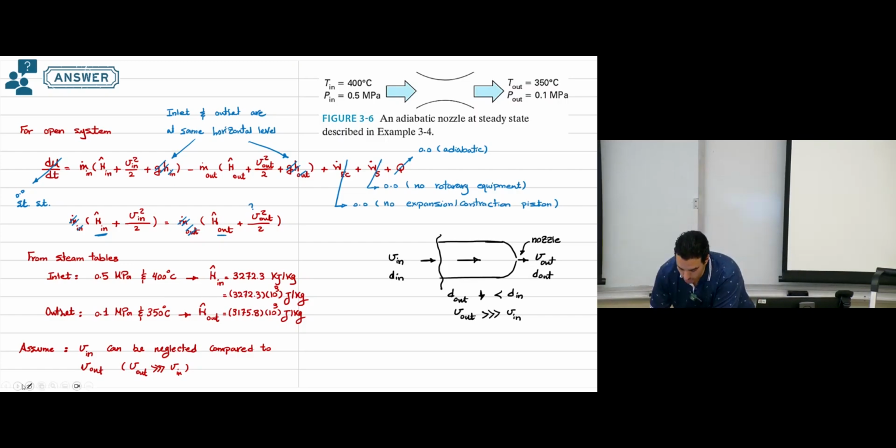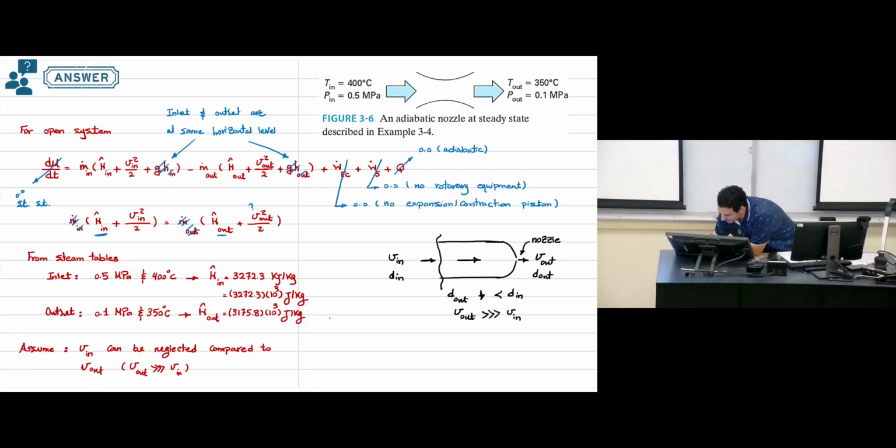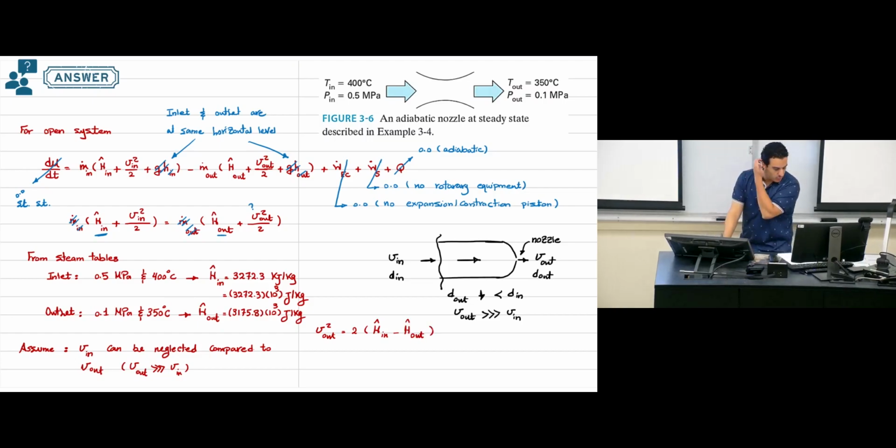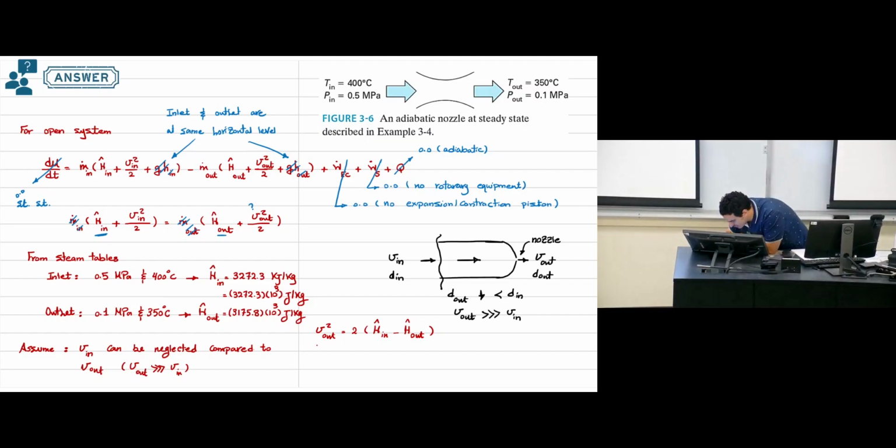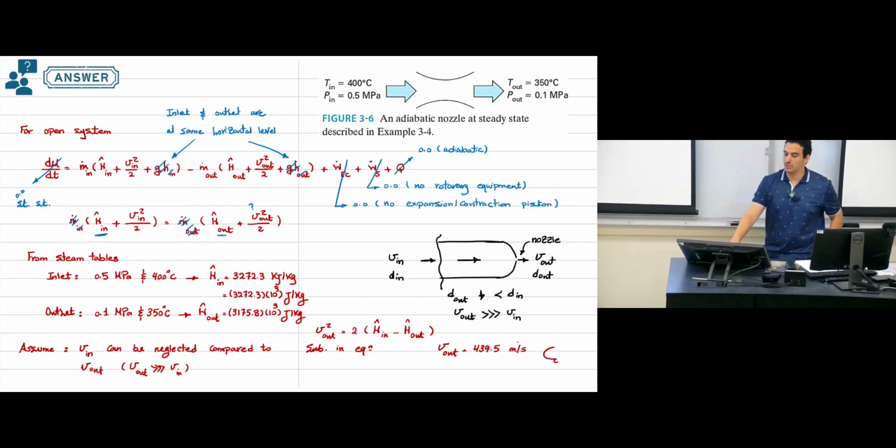Okay. So if we have this, then we can say the outlet velocity squared will be 2 times the inlet specific enthalpy minus the outlet specific enthalpy. This is the equation we have here to calculate this. So if you substitute in this equation, then the outlet velocity in this nozzle will be 439.5 meter per second, and this is what we need to calculate at the end.